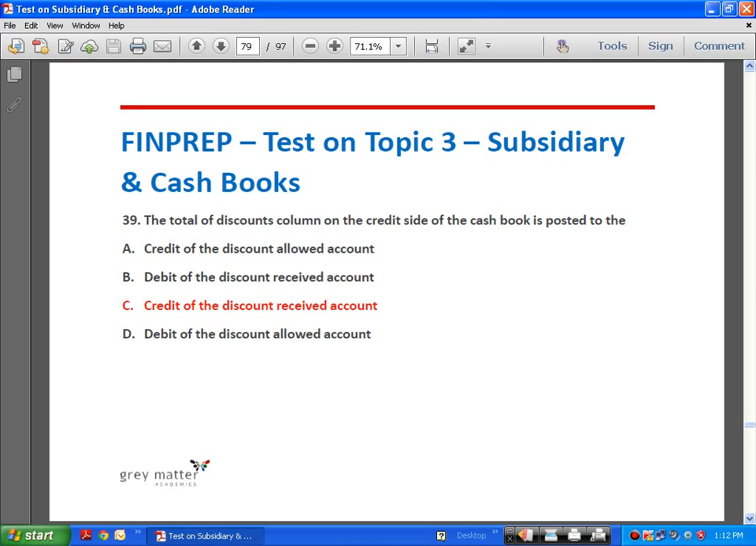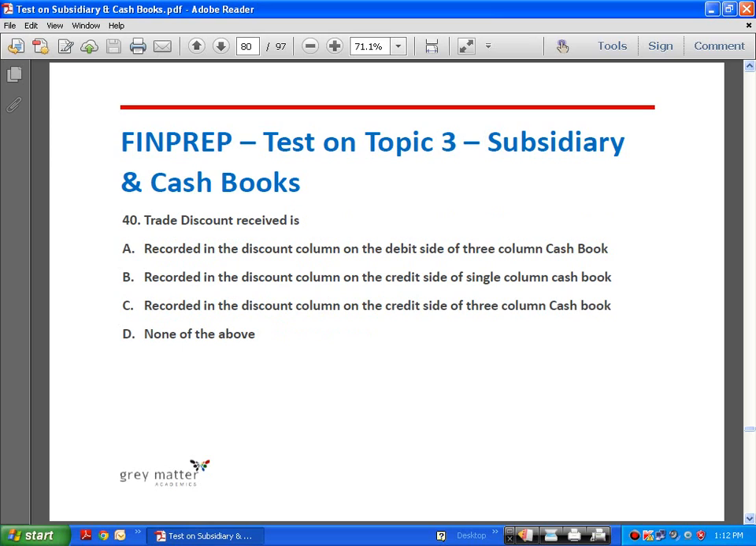So the accounting entry that X will pass in his books is Y account debit 1000 because the entire liability is extinguished, to discount received account, it's an income, 50, to cash account, cash goes out, 950. So in the cash account we would be posting on the credit side an outflow of cash of 950, and in the discount received column we would be showing 50 rupees, and this 50 rupees will be posted to the credit of the discount received account, which will finally be closed by transferring to the profit and loss account. So answer to this question is C.